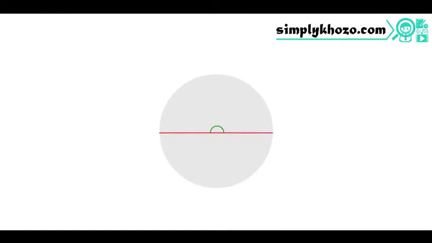Shown here is a straight line. Can you see that it divides the circle formed by 360 degrees? Can you say what the measure of a straight line is?